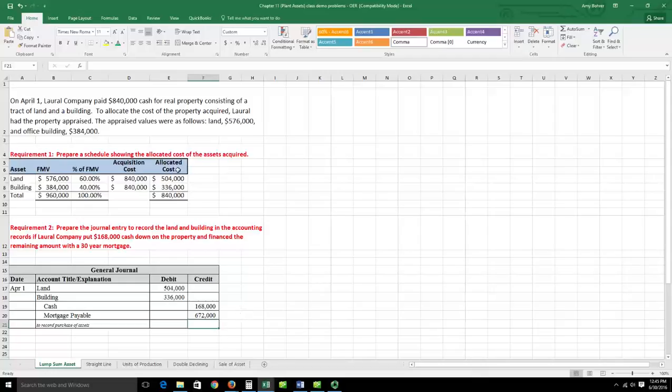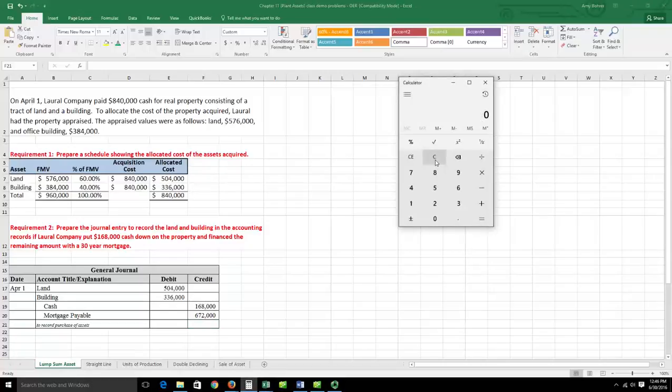Okay. One thing I want to point out with this particular problem in my math, you notice that when I did my fair market percentages, it comes up to a whole percent, 60%, 40%. When you do your calculations in my math, you're going to come out to a lot larger decimal. Let's say, for instance, I'm dealing with land that has a fair market value of $475,892, and my total fair market value is still $960. So when I divide the land value of $475,892 divided by $960 total fair market value, I come up with 0.4957208. So you see this is a huge decimal.